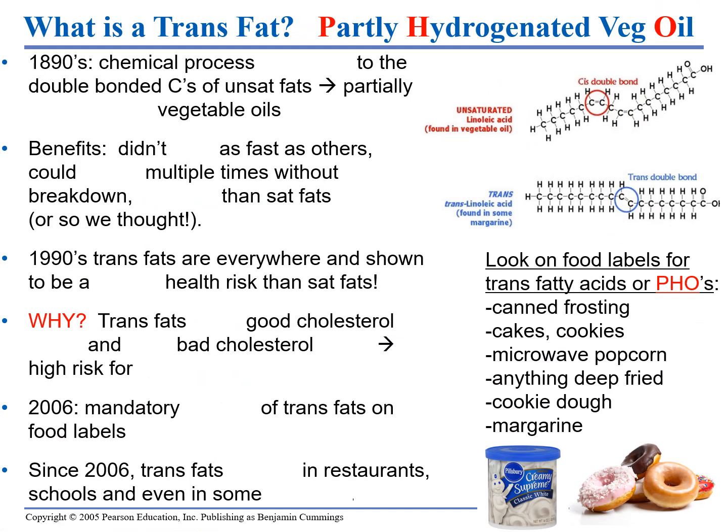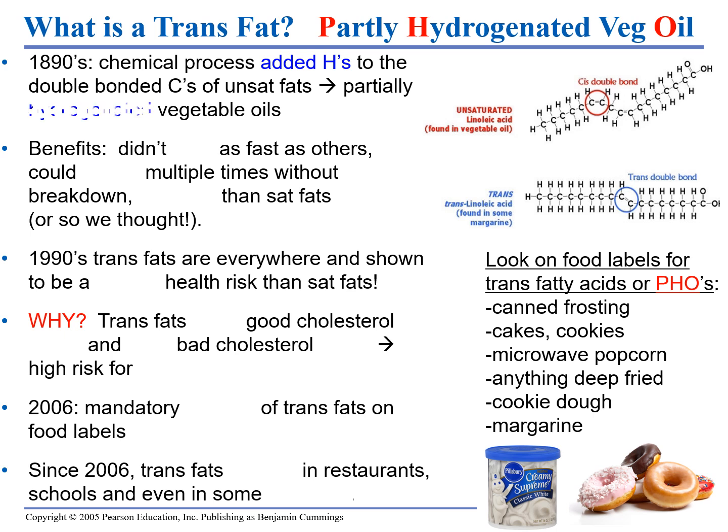So now let's learn about what trans fat is. This is also another connection, like the high fructose corn syrup. Trans fat, so an example of this is partly hydrogenated vegetable oil. In the 1890s, chemical processes added hydrogens. They added hydrogens to the double bonded carbons of unsaturated fats.